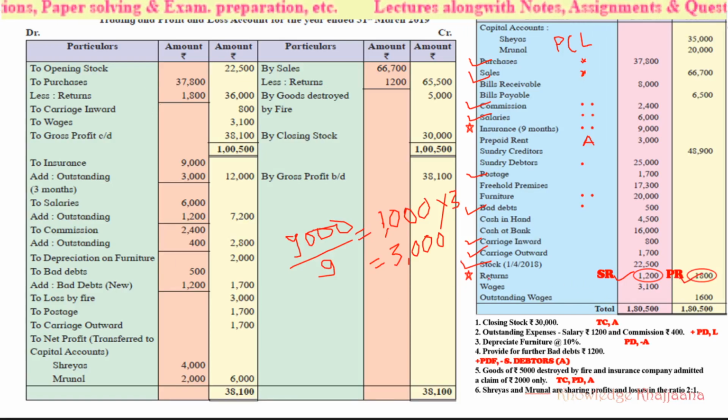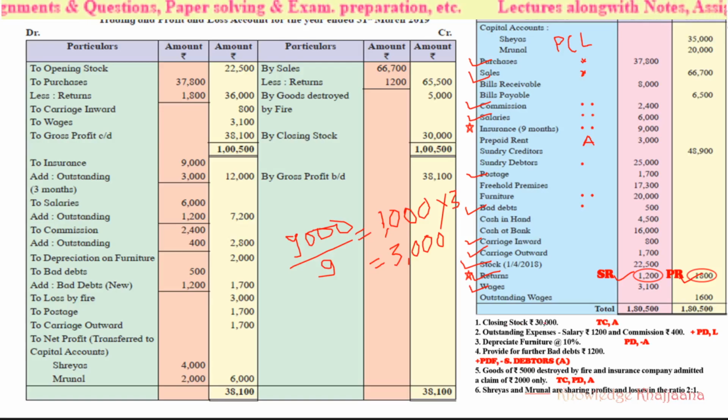Then wages. Wages, trading account debit side, rupees 3100. And outstanding wages is a liability, so we will record it to the balance sheet liability side. These items for which we have made a red tick, we have completed the posting. The remaining will go to the balance sheet. Okay, now let's move to the adjustments.